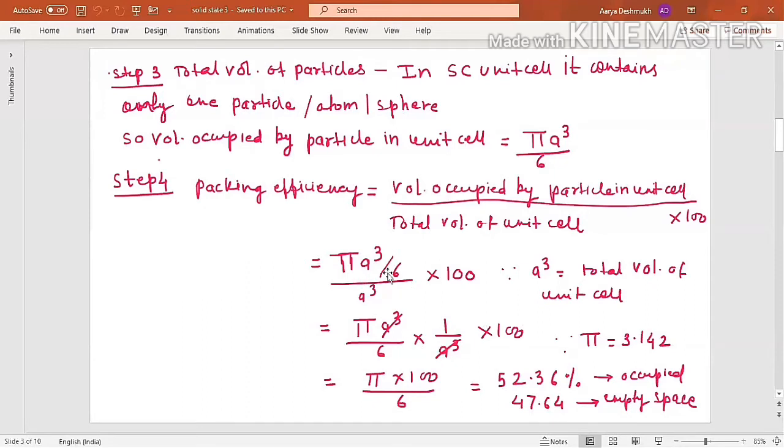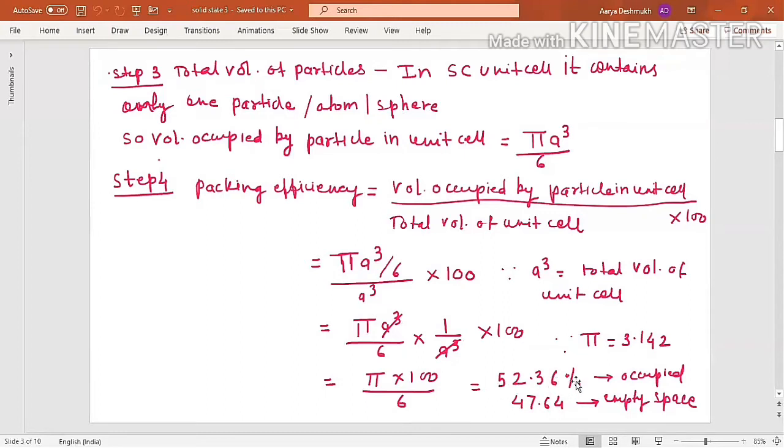You can write it this way also, the same equation. So this value of pi is nothing but 3.142. Now pi into 100 divided by 6. We can cancel out this a cube. And if you solve this further, you will get the answer as 52.36.